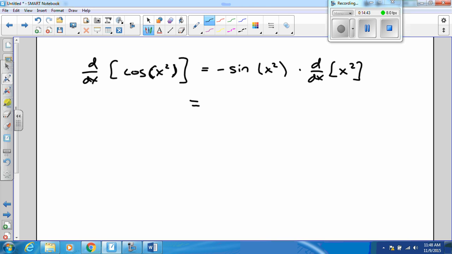Now that we've done that, what is the derivative with respect to x of x squared? 2x. And if your inner nerd feels compelled to clean it up, then you would write it just like that.